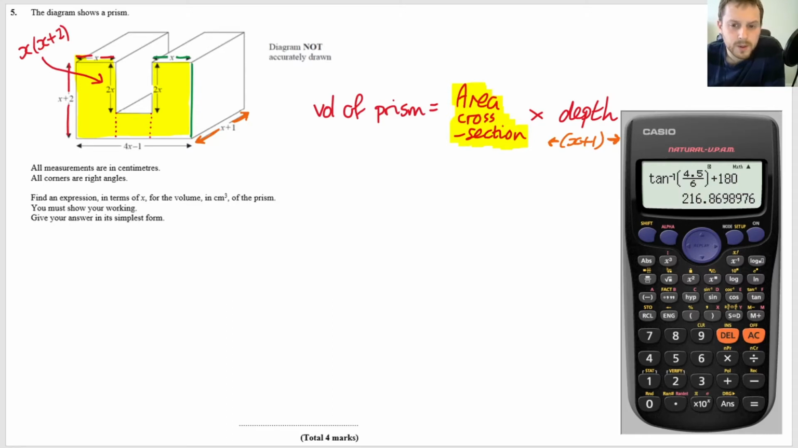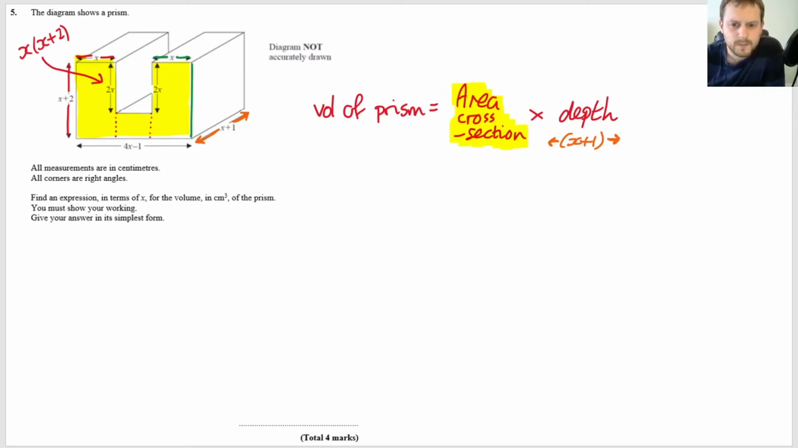Just going to pause for a second here while my computer sorts itself out. Guess I can get rid of the calculator while it's doing that. Don't need it at the moment.